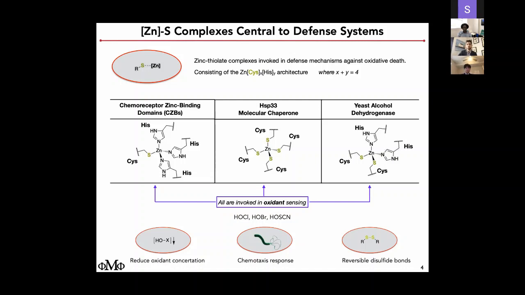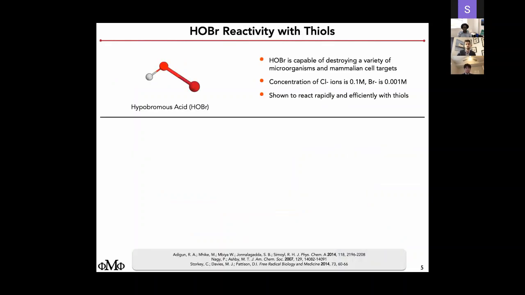And I'd first like to start off with the general reactivity of HOBr with that of free thiols. As I've shared, HOBr is capable of destroying a variety of microorganisms. While the concentration of chloride ions in the human host is 0.1 molar, the concentration of bromide is much lower at 0.001 molar, but this concentration is still high enough to kill bacteria. It's shown to react very, very rapidly and efficiently with thiols.